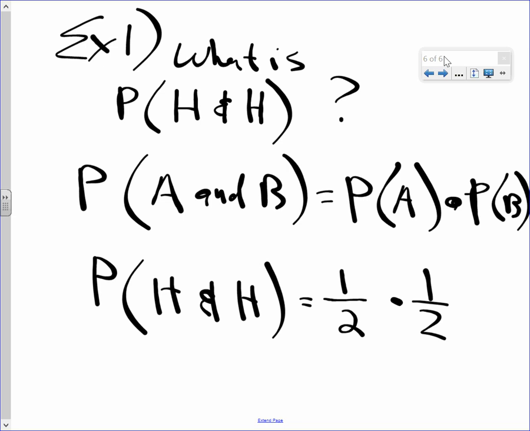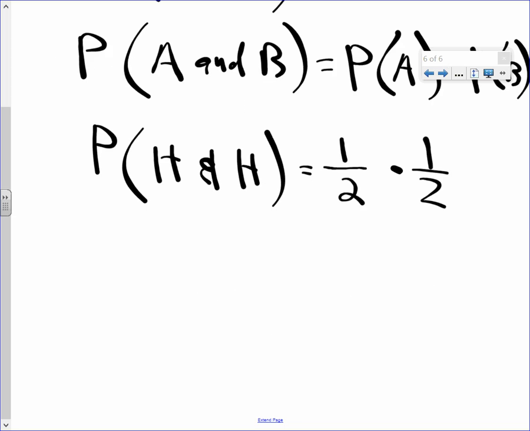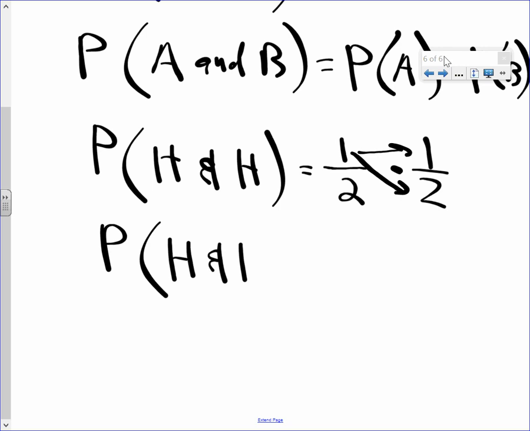Do you remember from junior high how they taught you to multiply fractions? Numerator times numerator, denominator times denominator. It's one times one and two times two. So the probability of me getting two heads in a row is 1 out of 4, which in decimal form is 0.25, a 25% chance.